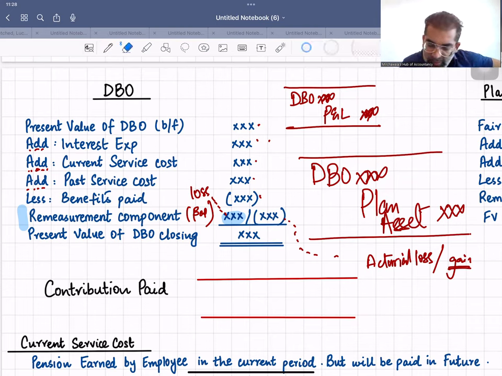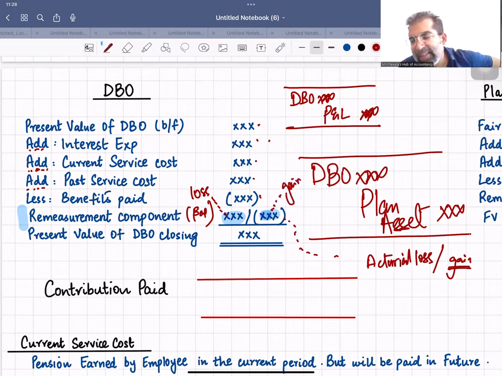And my dear student, if this number is negative, then this will be a gain. Because negative means liability is going down, and if liability is going down, it's very good. It's a gain.